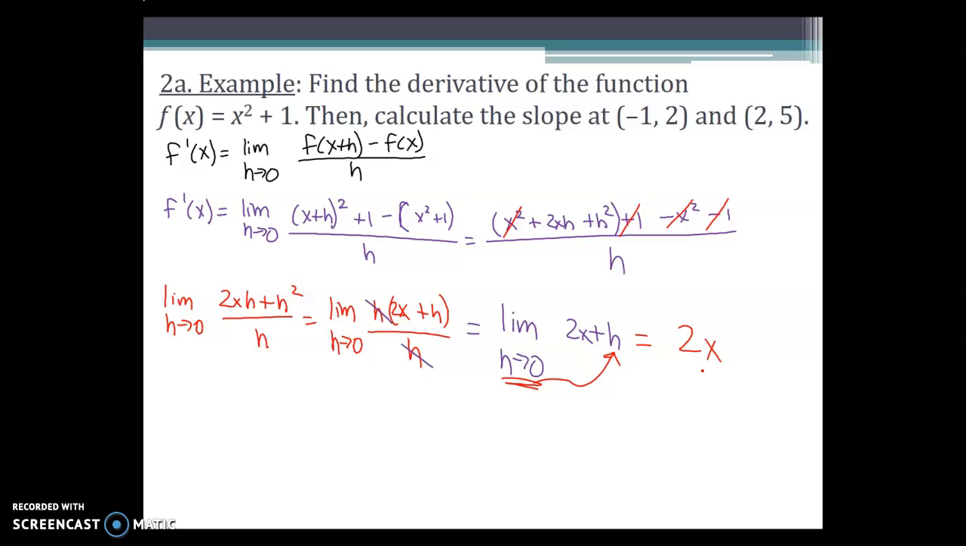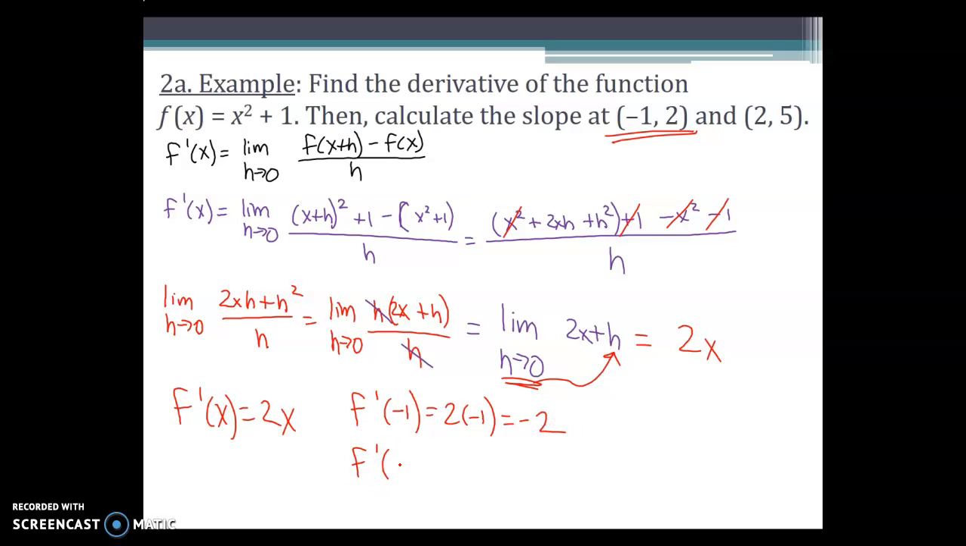So what does that mean? It means that the derivative of the original function is 2x, which means we can stick in any value of x to evaluate the slope of the tangent line at that point. Okay, great. So let's go to here. We want the slope of the tangent line at negative 1, 2. So evaluate the derivative. 2 times negative 1 is negative 2.